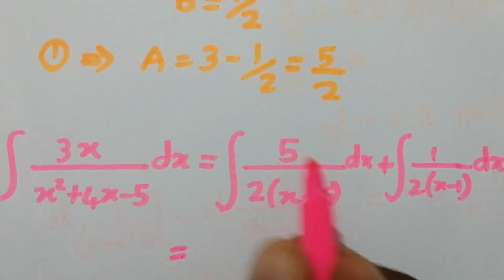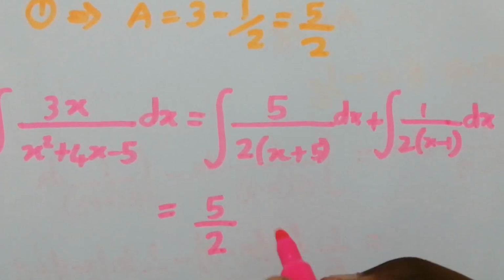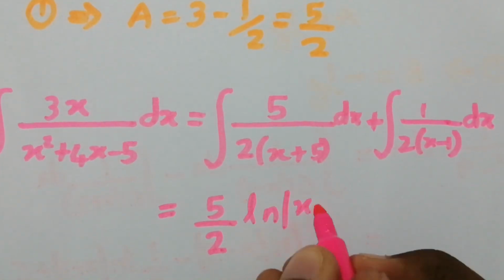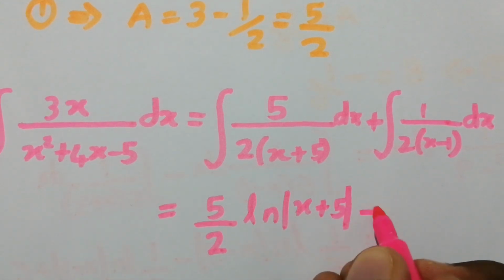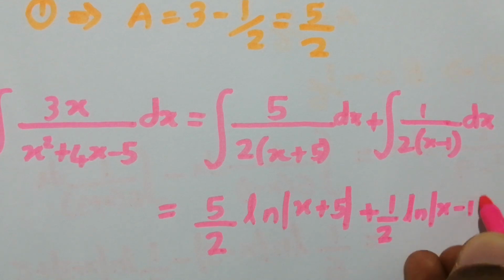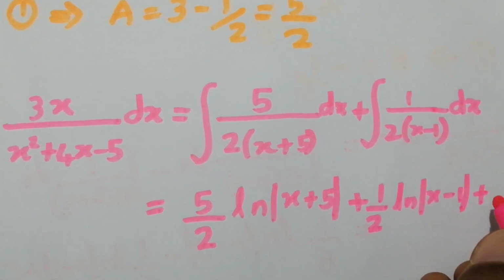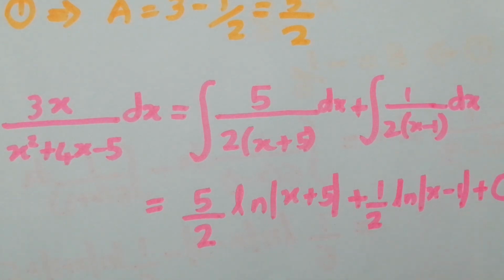Then here if I take the constant 5 upon 2 out, the derivative of x plus 5 is 1. It is at the numerator. Then I can write ln |x plus 5| plus, if I take half out, I can write ln |x minus 1| plus C, where C is the arbitrary constant.